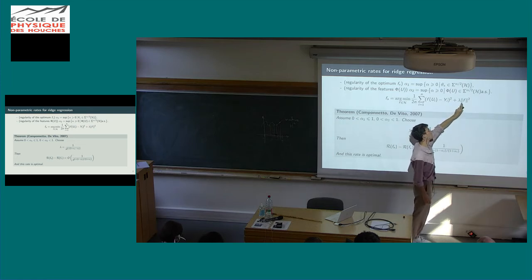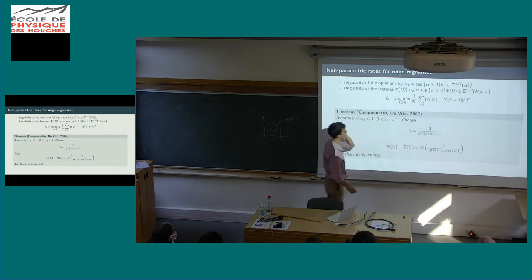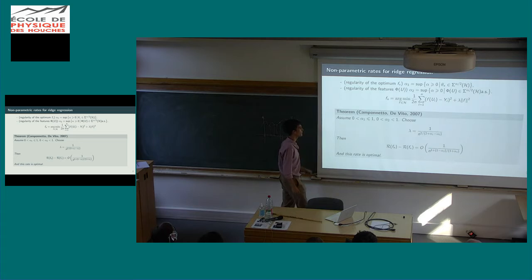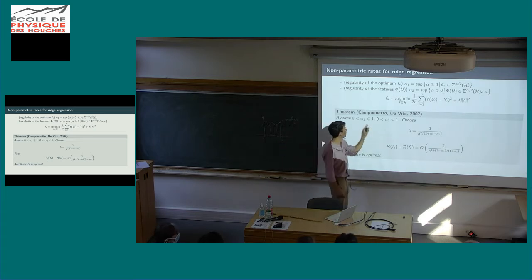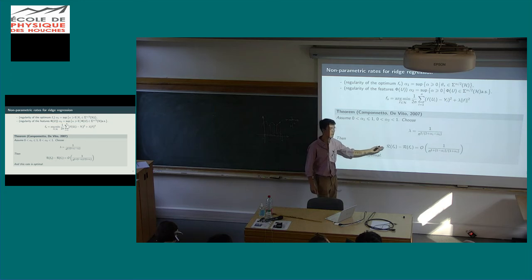And here is the RKHS norm. So it's a norm of the theta they represent. Okay? And they are able to say, depending on the two parameters, how you should penalize. Depending on how smooth things are, how much you should penalize. And they give a rate of the excess risk.